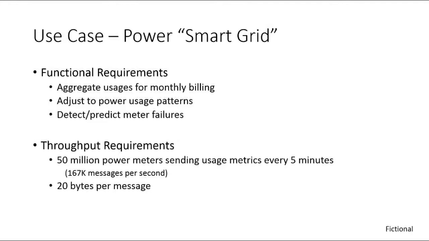In addition to those functional requirements, we have some throughput requirements. So, in this imaginary use case, this is an ultra mega huge utility company. It manages 50 million homes. That'd be over a third of the U.S. market. And each meter sends a message every 5 minutes. So huge amounts of meters sending messages every 5 minutes. Comes out to 167,000 messages per second. That's a lot of data.